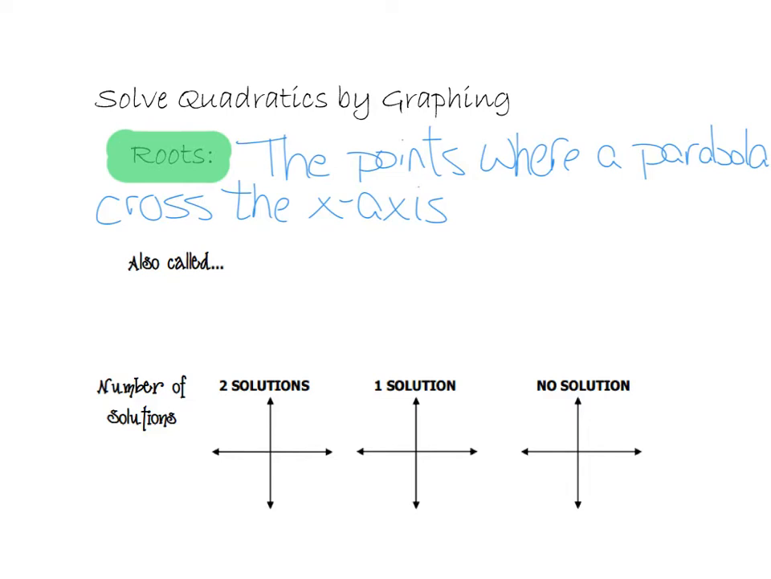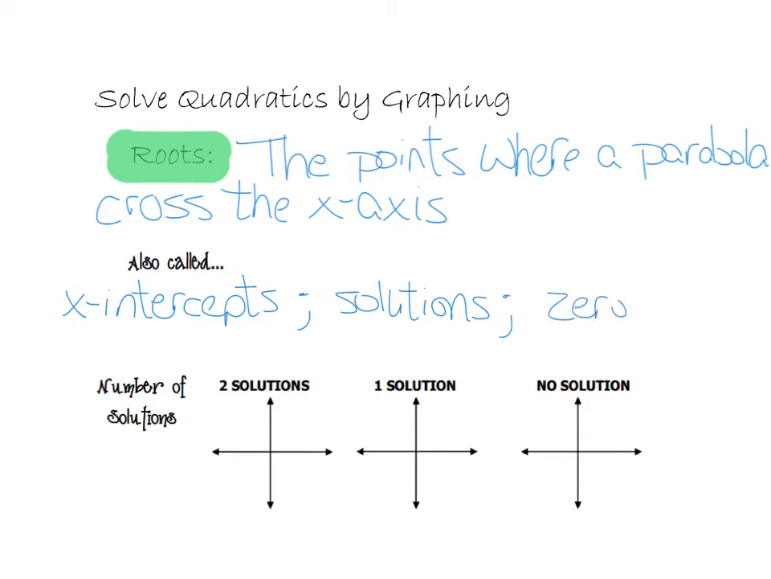What do we call where something crosses the x-axis? They might call it the x-intercepts, right? We talked about that with a line. Where a line crosses the x-axis is called the x-intercept. Same thing with a parabola. It might be called the solution. We're solving, right? We're finding the solutions. And the third thing it could be called are the zeros. So if you are ever asked to find the roots, solutions, x-intercepts, zeros, that's all the same thing.